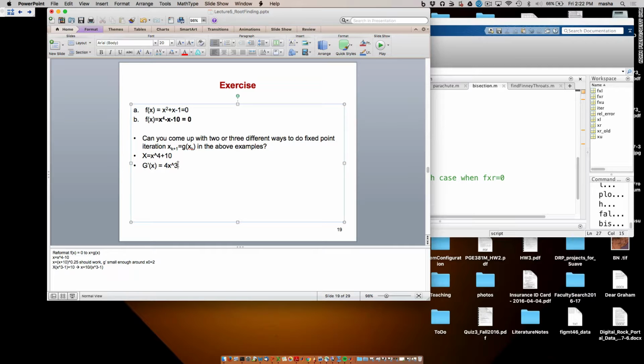Okay. So if I start from x is equal to 2, this will diverge, right? Because g prime is really big. It will just spiral away from the root instead of going towards the root. What's the condition for it to converge? Absolute value of g prime of x should be less than 1, I'm sorry.